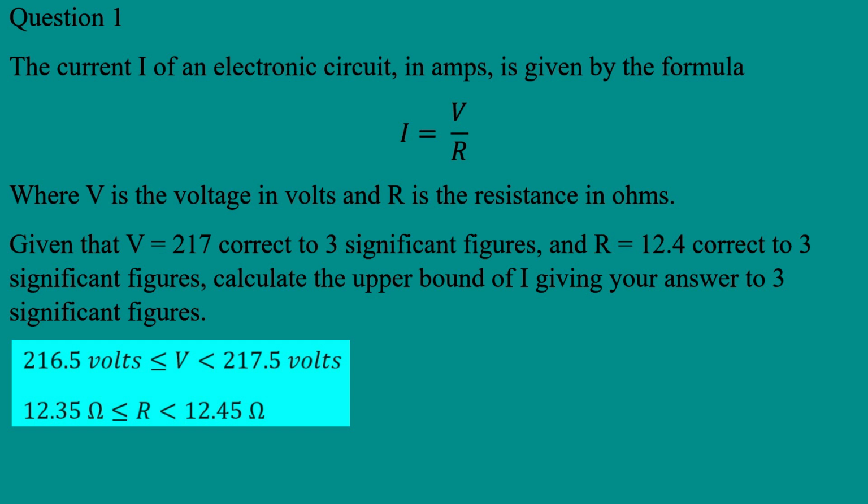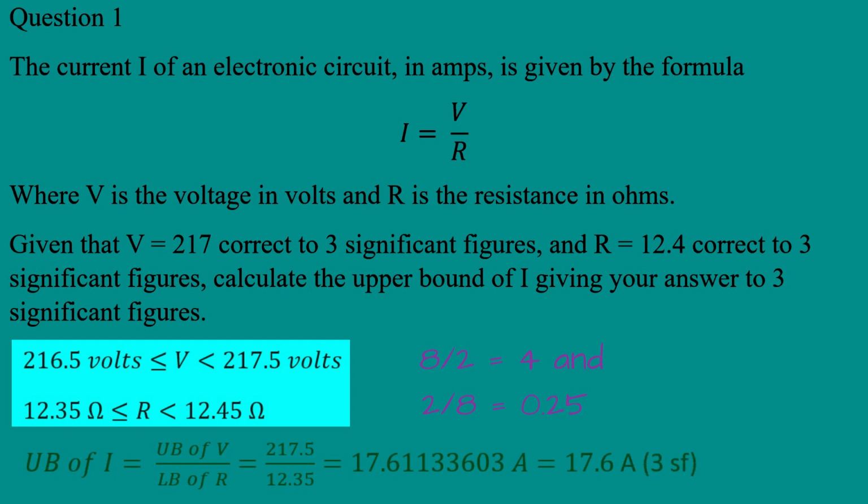Just for a moment, consider two numbers, 8 and 2. If we write 8 divided by 2, we get 4, and if we write 2 divided by 8, we get 0.25. So, to get the largest possible fraction from two numbers, we need to divide the larger number by the smaller one. This is how we find the upper bound for I. We divide the upper bound of V by the lower bound of R. The final answer is that the upper bound of I equals 17.6 amps to three significant figures.